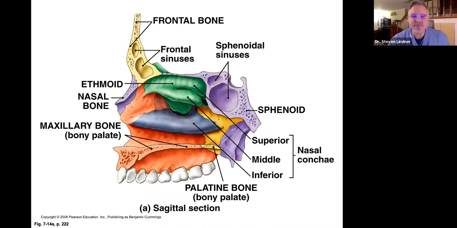Okay, let's move through this. Again, we could see some of the sinuses again. Here's the frontal bone, so here's your frontal sinus. Here is the sphenoid, so there's your sphenoid sinus. When we look here, this is the nasal concha. Here is the inferior nasal concha. Here's the middle nasal concha.